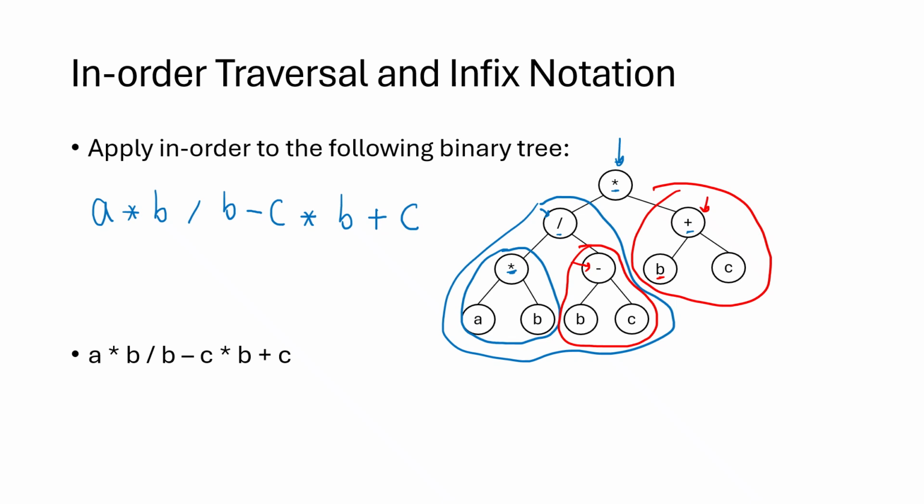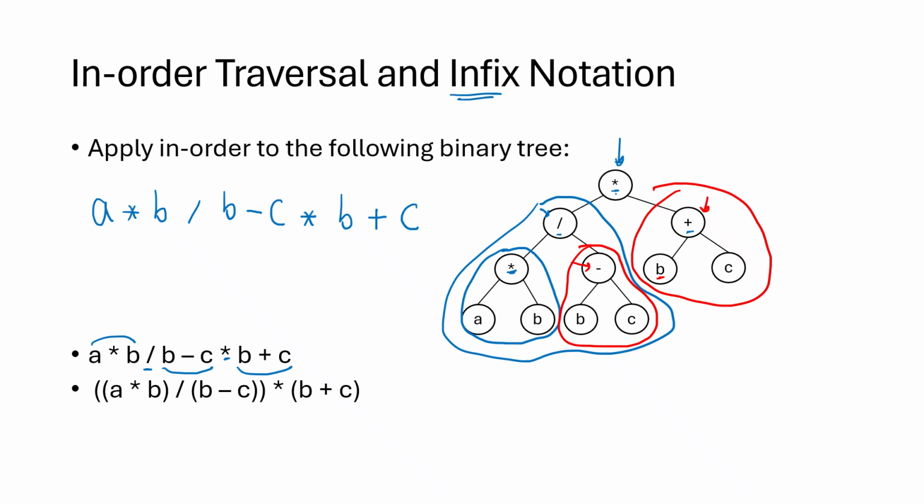Now, if you think about it, this is exactly how we write down this expression. We say A times B, so that's A times B, divided by B minus C, so this is B minus C, and then multiplied by B plus C, and here's your B plus C. So if you just fully parenthesize this, we get this expression, which is the normal way that we write down arithmetic expressions.